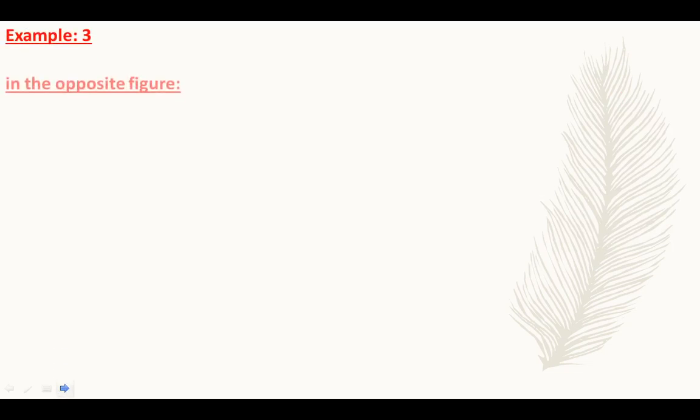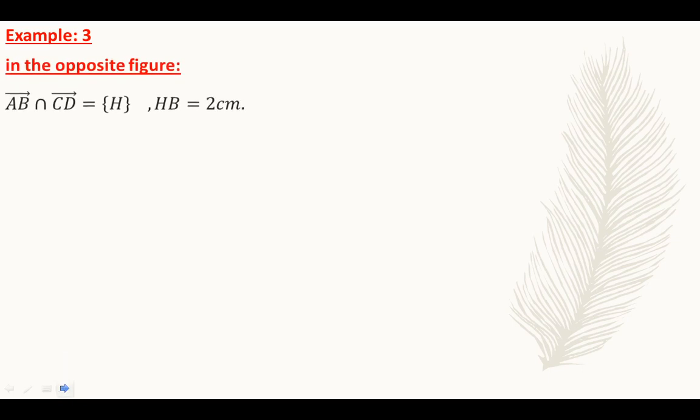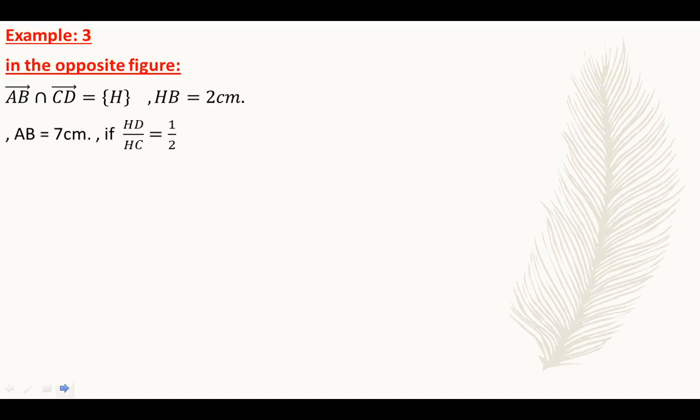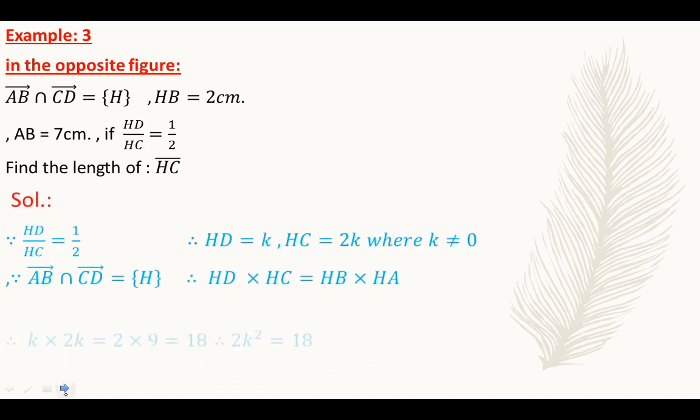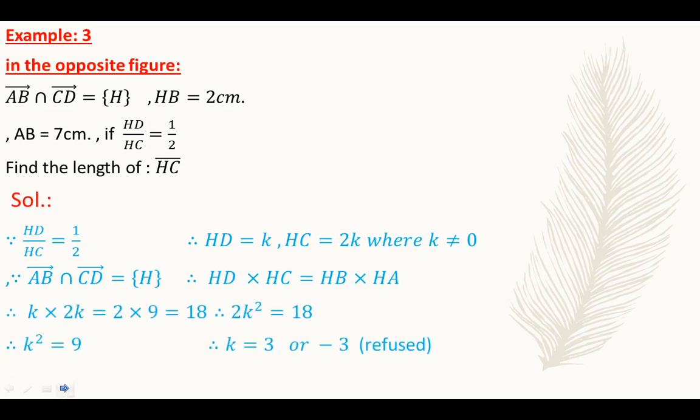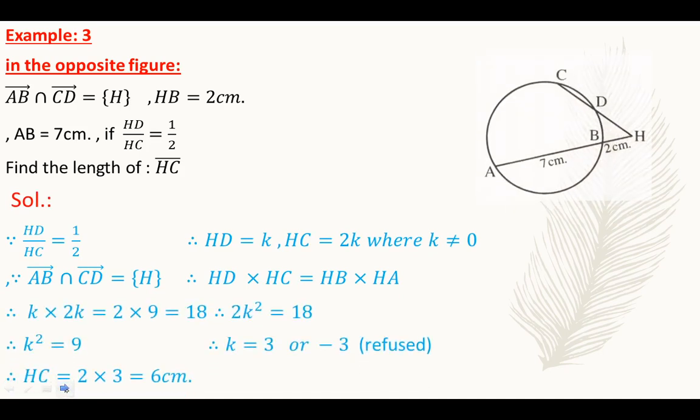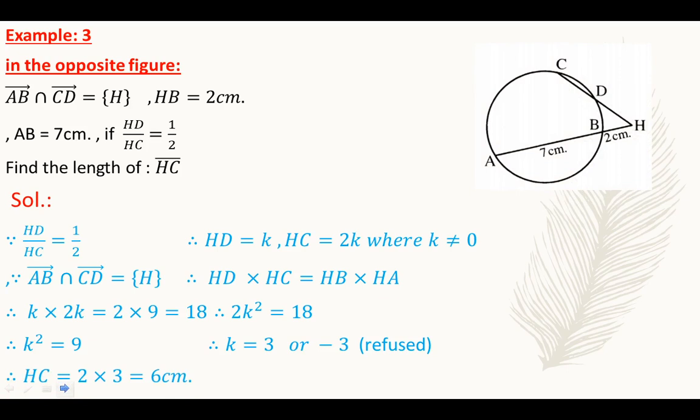Another example. In the opposite figure, here ray HB intersects ray CD at the point H. HB equals 2 centimeters, AB equals 7. If HD over HC equals 1 over 2, find the length of HC. Here is the figure.